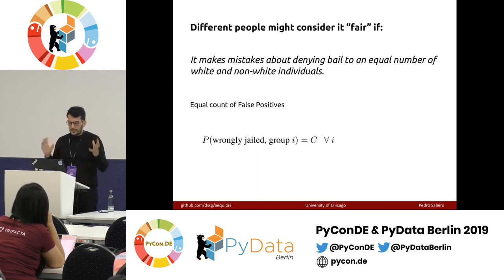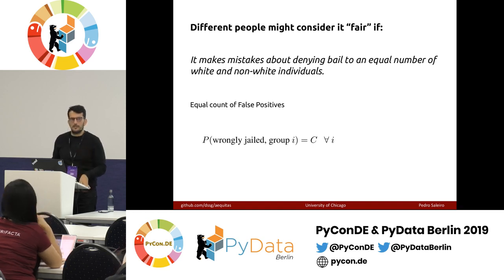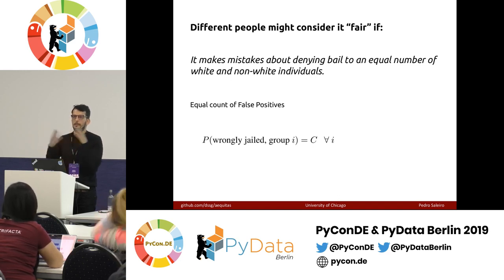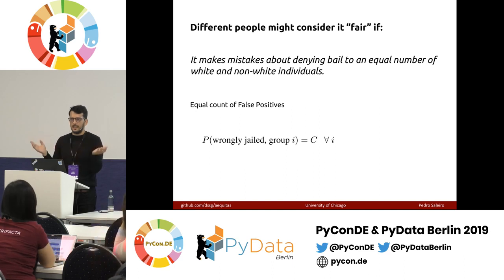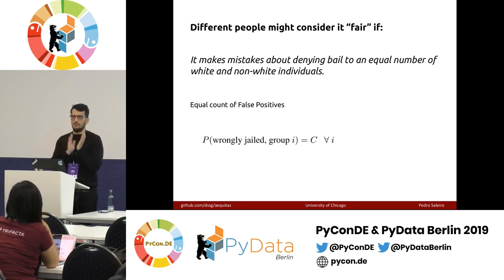So, different people might consider it fair if the model makes mistakes, denying bail, for an equal number of white and non-white individuals. So absolute numbers. Regardless of how many people got arrested, regardless of how many people there are in the city, in the state, in the country, in the world. Some people might say we should make errors in equal numbers for the two groups. This is one definition.